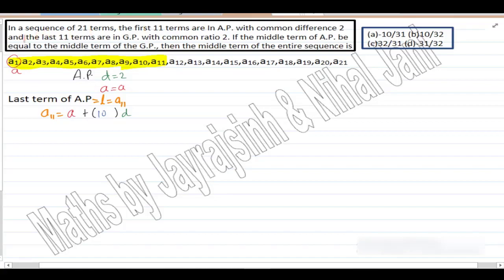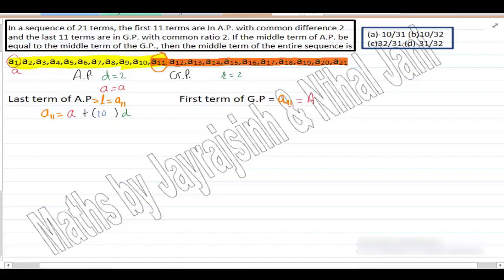Now let's move on. The last 11 terms are in GP. So 1, 2, 3, 4, 5, 6, 7, 8, 9, 10 and 11. The last 11 terms are in GP with common ratio r equal to 2. Now as you can see, a11 is the first term of the GP. So here we have to write the first term of the GP is your a11.